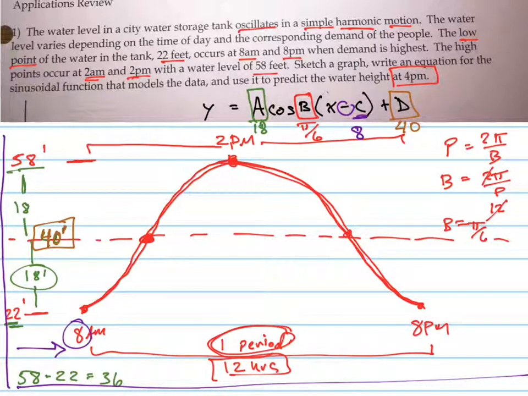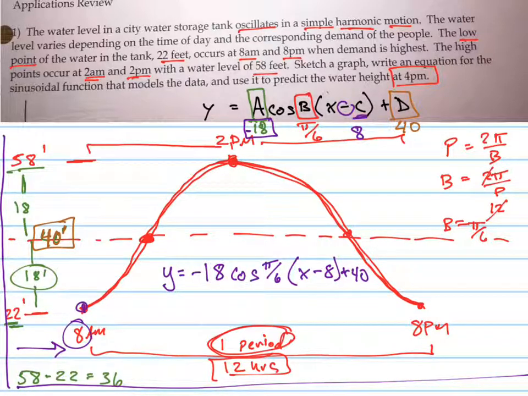So my equation, there's my equation up there. If you need me to write it out, I'll write it here. Y equals, now, oh, remember it's actually not positive 18, it's what? Because it starts on the bottom, it's negative 18. Negative 18 cosine pi over 6 times x minus 8 plus 40. Now if you want to check it to make sure that's right, you can plug in 8. And what should you get when you plug in 8? You should get 22.